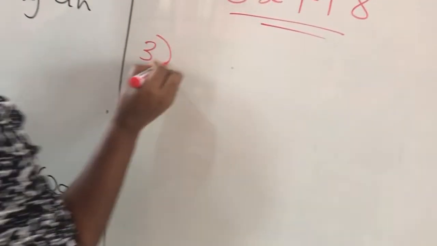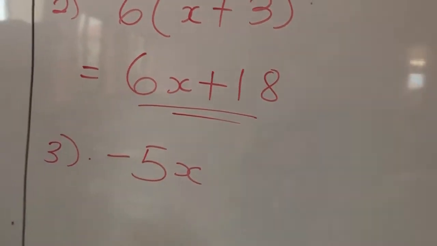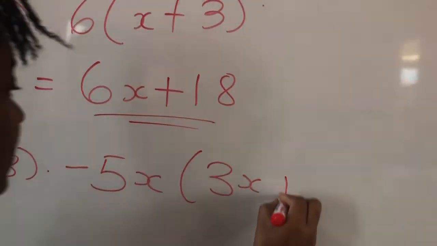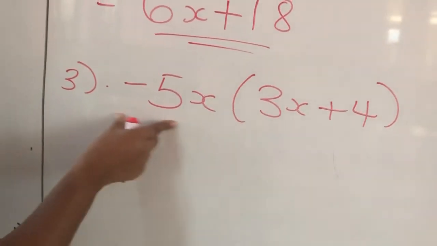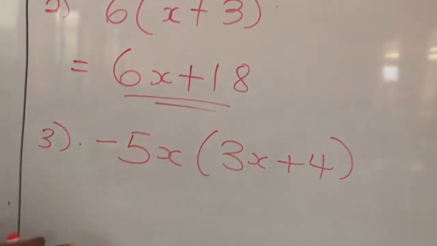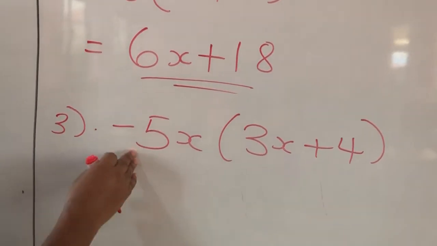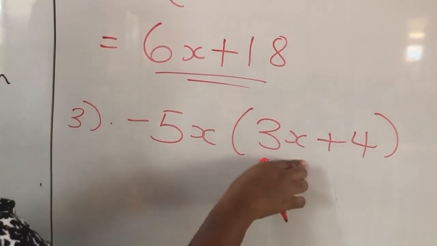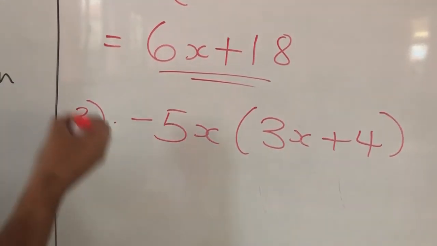Okay, let's pick our next question, which is negative 5x is multiplying 3x plus 4. The first step, remember, you focus on the number outside the bracket. Is it a positive or is it a negative number? It is a negative number. And it's going to multiply what? A positive number. So your answer should be what? A negative answer.